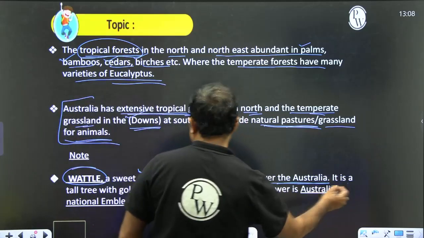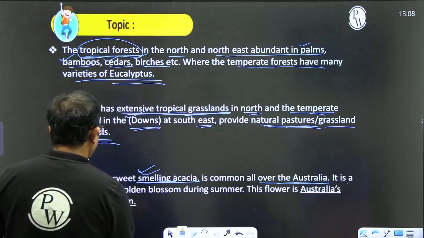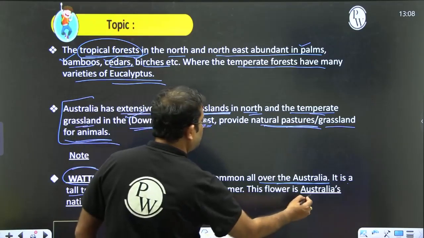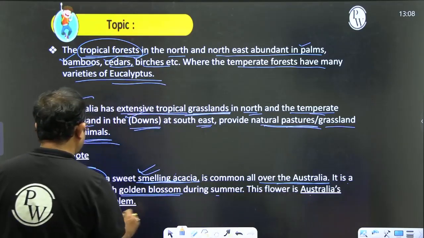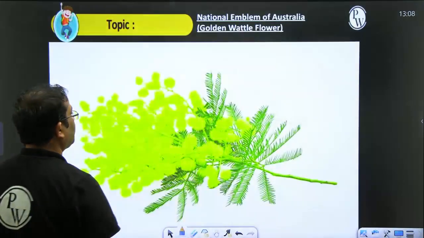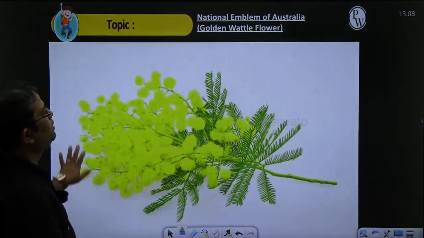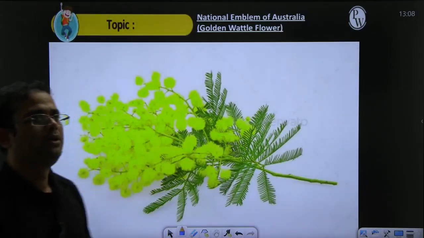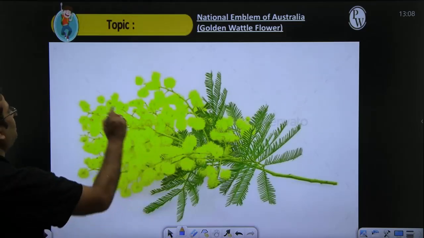Common over Australia, it is a tall tree with golden blossom during summer. This flower is Australia's national emblem. This is the golden wattle flower. It is so beautiful, and it is Australia's national emblem.